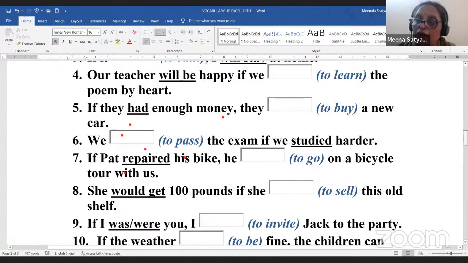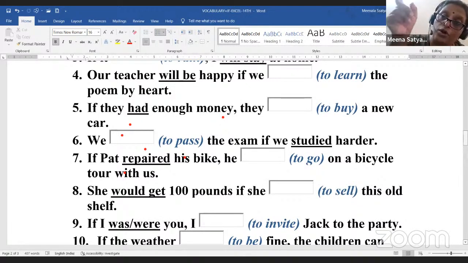If they had enough money, they would buy a new car. They would have bought a new car. If they had enough money, they would have bought a new car. We would have passed the examination if we studied harder. So this indicates past tense. If they had enough money, they would have bought a new car. They would have done something. We would have passed the exams if we studied harder.